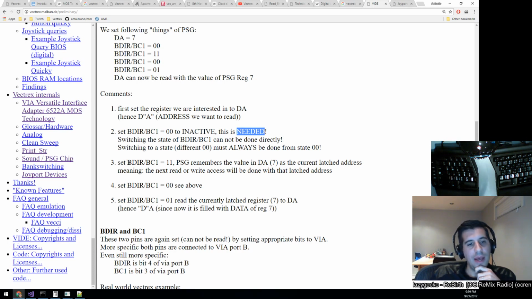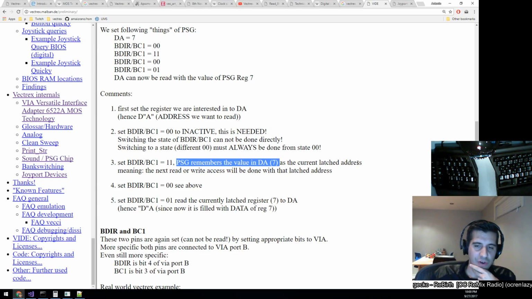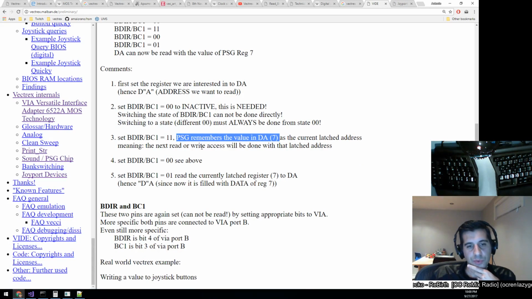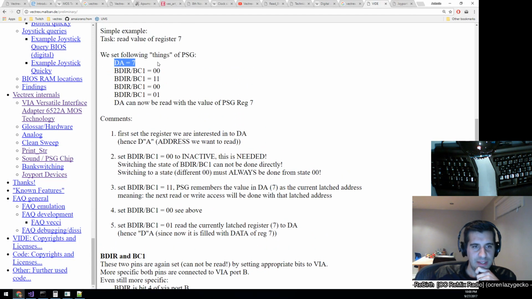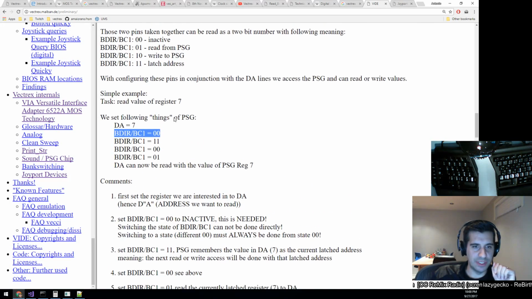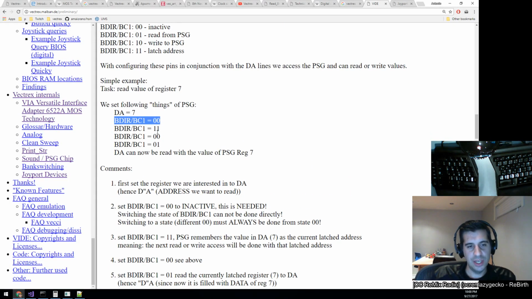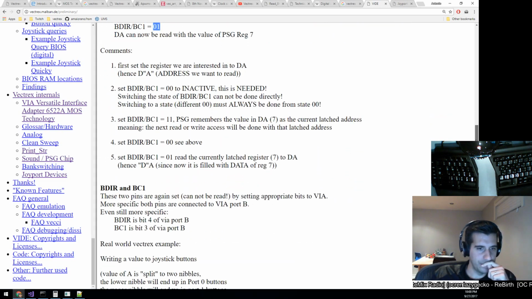And then set BDIR BC1 to 11. The PSG remembers the value in DA, 7, as the current latched address, meaning the next read or write access will be done with that latched address. Now we've got to go back to 00. Okay, so it's really 7, 00, then 11. We have to go back to 00 because of the state machine, right? So it's like the idle, disabled state. From there we can get to latch. It latches. Go back to 00. Then go to read, because now we want to be in read mode from register 7.